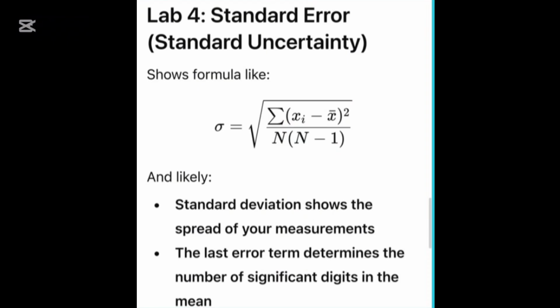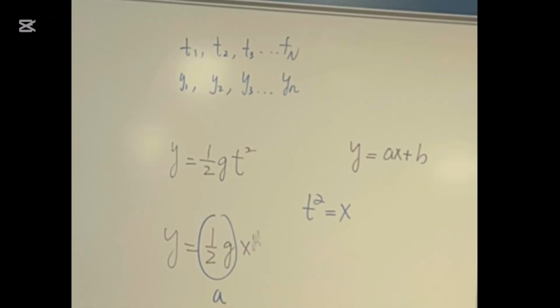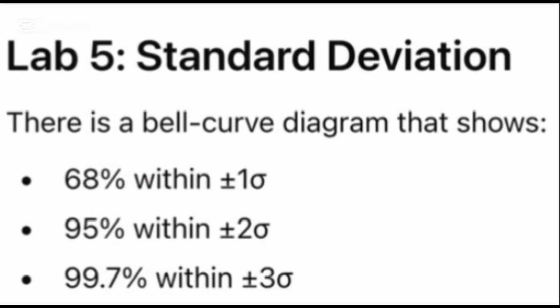You plot x, which is t squared, versus the y. Then slope is what? What is slope? 1/2 gravity. 1/2 g. Yes, this is the slope. It is one method you have to master.